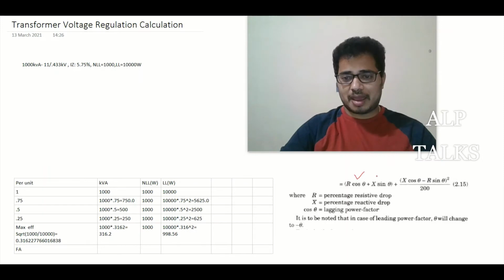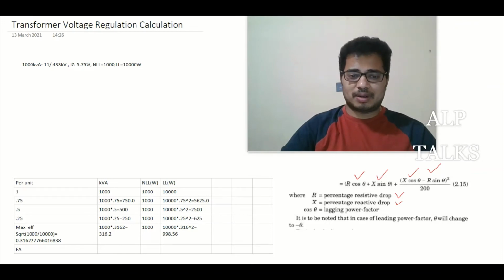The regulation formula is R cos theta plus X sin theta, plus, it will be reversed, (X cos theta minus R sin theta) whole square by 200. This is the academic formula, the same formula we use everywhere, but this is the basic one. R is the percentage resistance drop, and X is the reactance, whatever reactance we have. So let's calculate it without wasting our time.